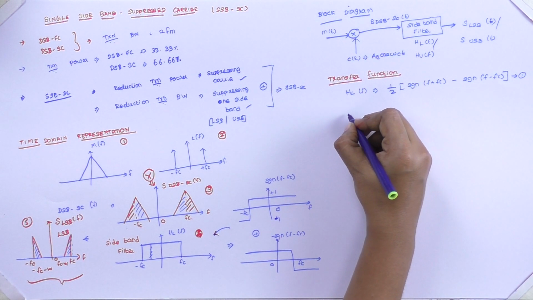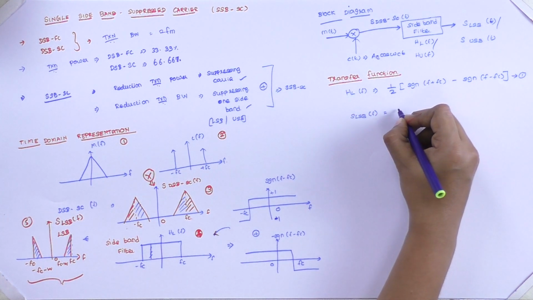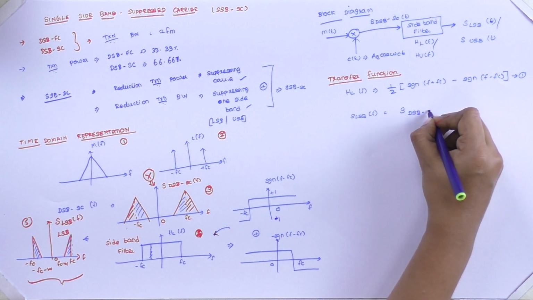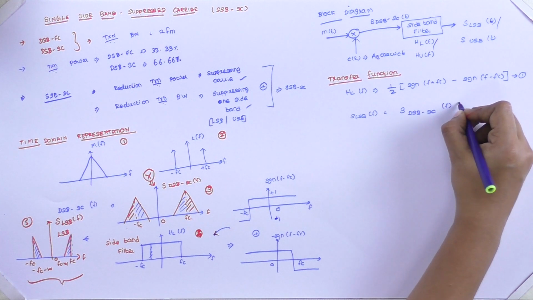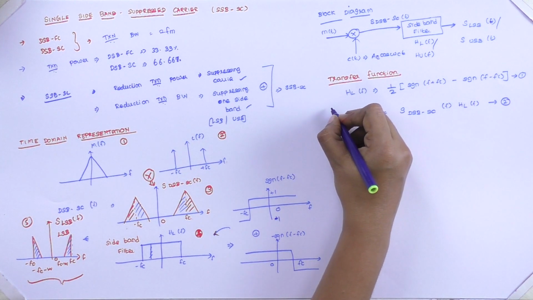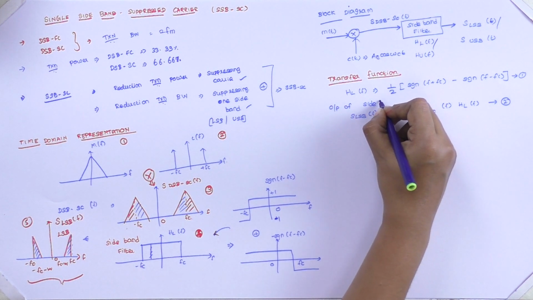We know that SLSB, the output of the single sideband filter, is given by SLSB of f is equal to S, the spectrum of the double sideband filter, together with the transfer function. So we are taking this as equation number 2. This is the output of the sideband filter.